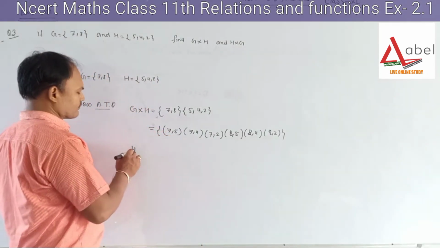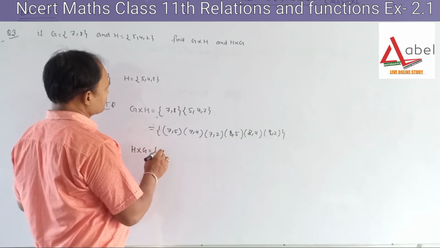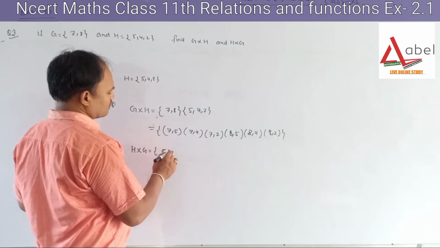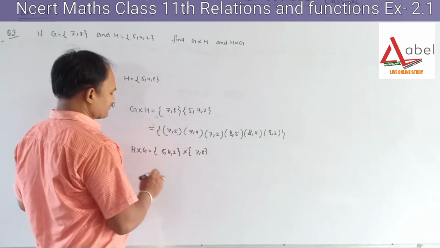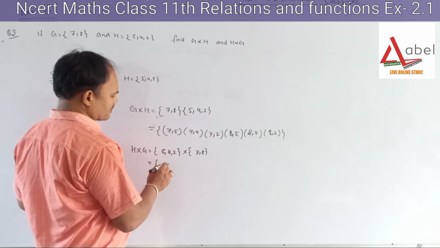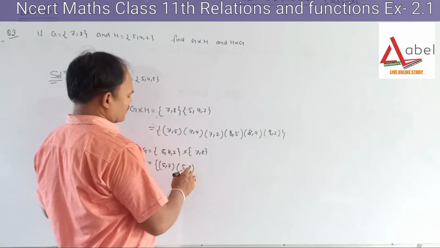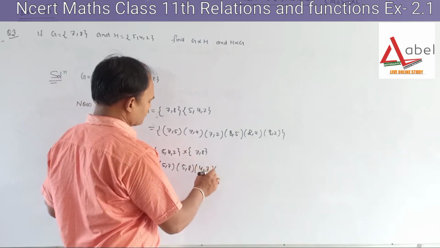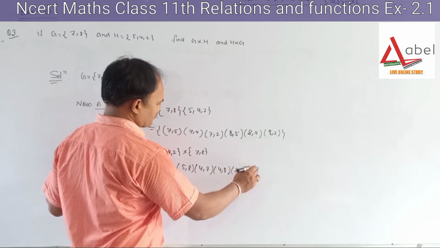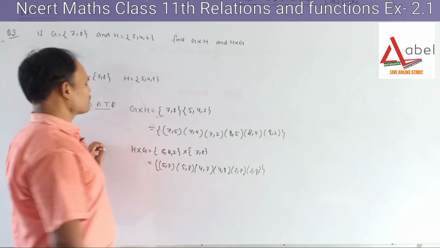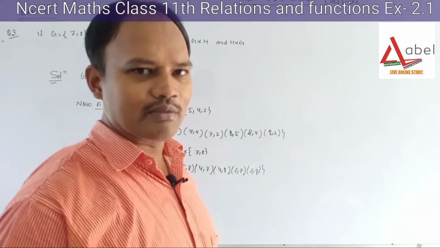Now what is H cross G? H means {5, 4, 2} and G means {7, 8}. So what is the value? It is (5,7), (5,8), (4,7), (4,8), (2,7) and (2,8). So students, these are the values of G cross H and H cross G. It is really amazing and a very simple question.